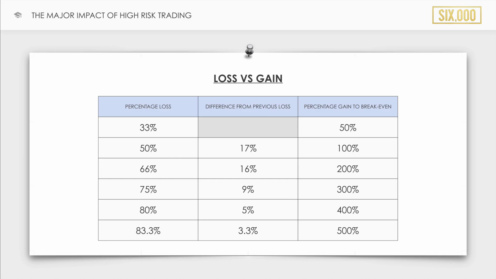Now if we lose a further 16%, so we've now lost 2/3 of our trading account, it would take 200% to get back to break even. That's 3 times your trading account. We then lose a further 9%, so you're now at a percentage loss of 75%. To get back to break even, you would need to grow your account by 4 times your trading capital. We then lose a further 5%, which brings us to an 80% loss.